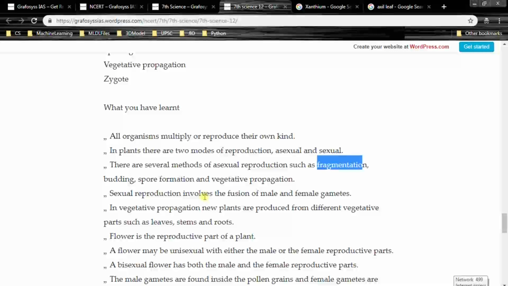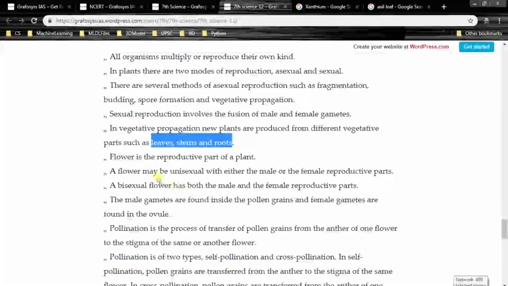Sexual reproduction involves the fusion of male and female gametes. In vegetative propagation, new plants are produced from different vegetative parts such as leaves, stems and roots. So remember, vegetative parts: leaves, stems and roots. Flower is the reproductive part of a plant. A flower may be unisexual with either the male or the female reproductive parts. A bisexual flower has both the male and the female reproductive parts. The male gametes are found inside the pollen grains and female gametes are found in the ovule.